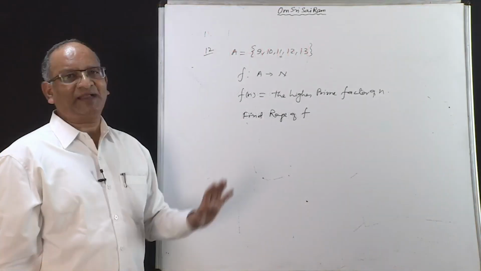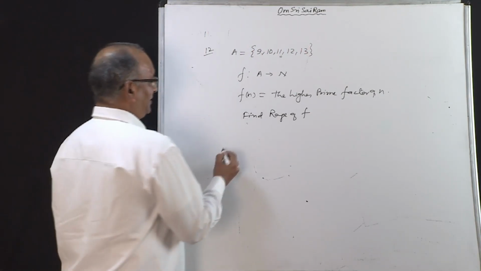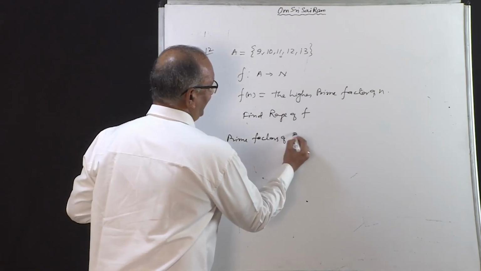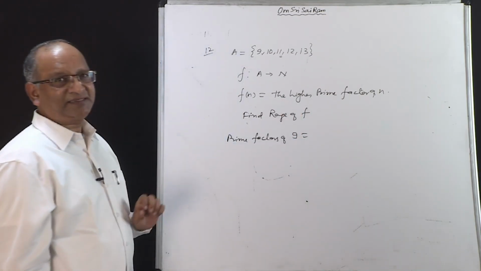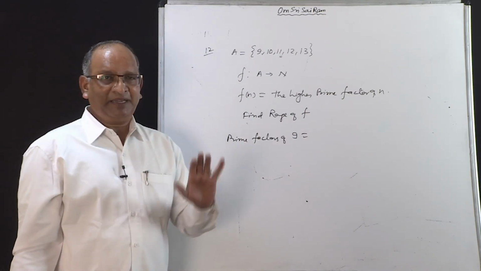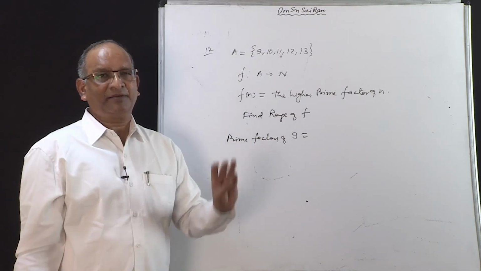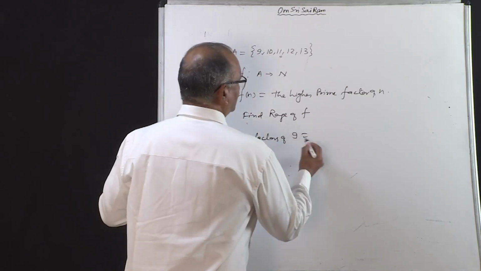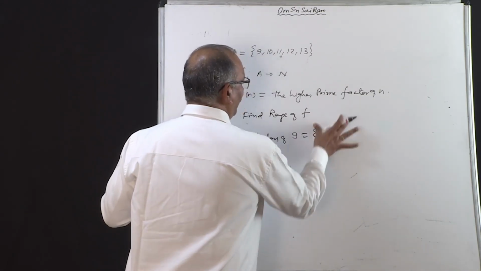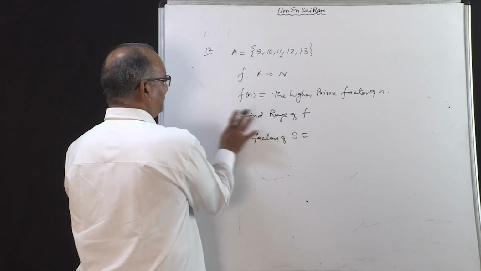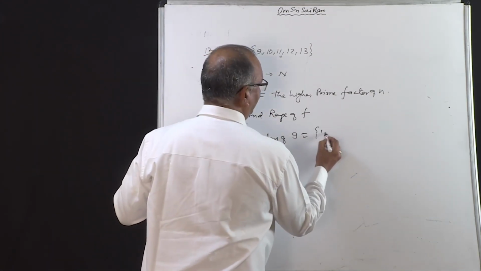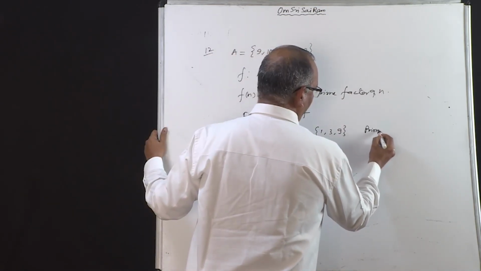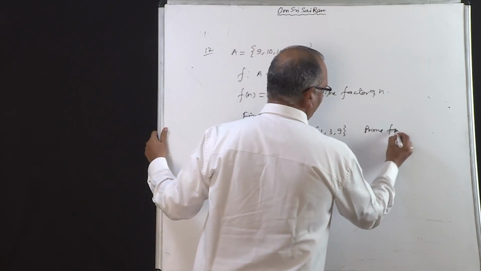So what you need to do? Write all the prime factors of each of the numbers. For example, what are the prime factors of 9? 9 can be divided by 1, 3 and 9. Among them, which are the prime numbers? Only 3. So, for prime factors, first write the factors. Factors of 9 are 1, 3, 9. Among them, the prime factor is only 3.